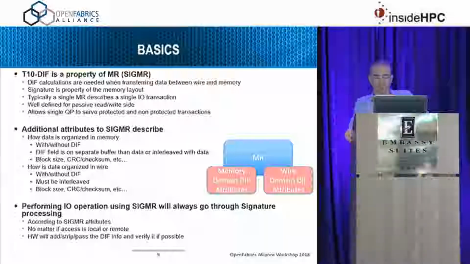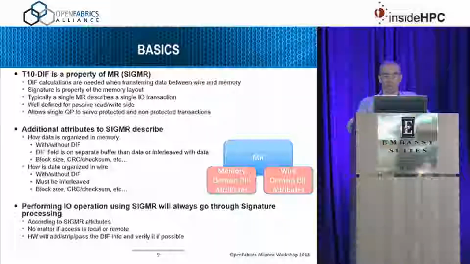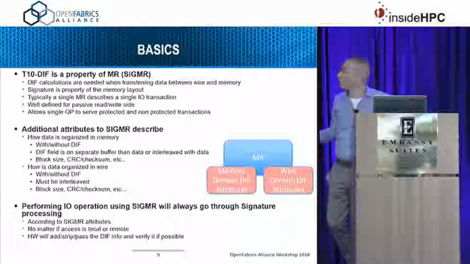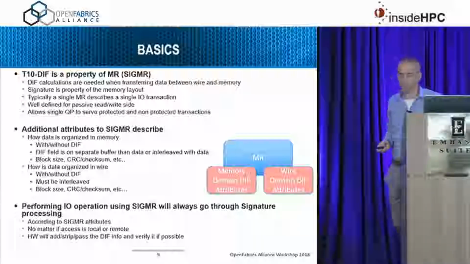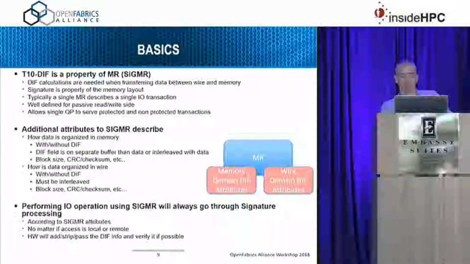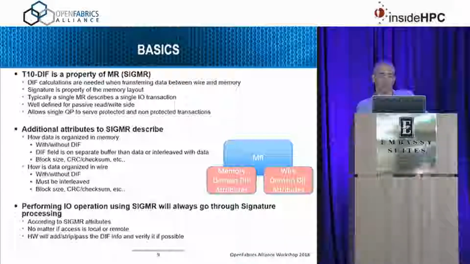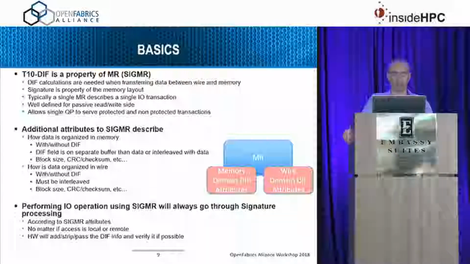I forgot to mention that those characteristics need to be different for the memory domain signature and the wire domain. That's why we have here, as I mentioned, the signature description separately for the memory and the wire. So again, for the wire, we can also turn diff on and off. In the wire case, it must be interleaved, and typically on wire we would use CRC, but still block size and CRC or checksum can be configured.